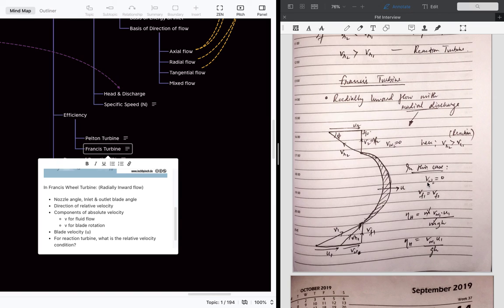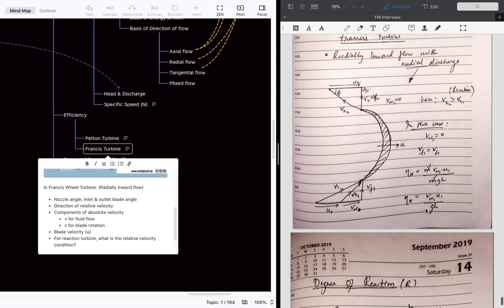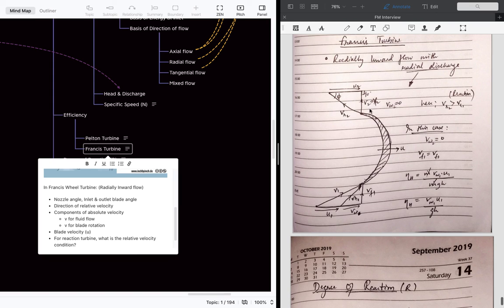So we know that Vw2 is zero, and in this case, the fluid flow velocity at inlet and outlet will be the same, and the hydraulic efficiency formula is this, and the final hydraulic efficiency formula for the reaction turbine is this. So what we have to notice is that in a reaction turbine, the outlet whirl velocity is zero, and the fluid flow velocity at inlet and outlet is the same. Okay. So this is the difference here.